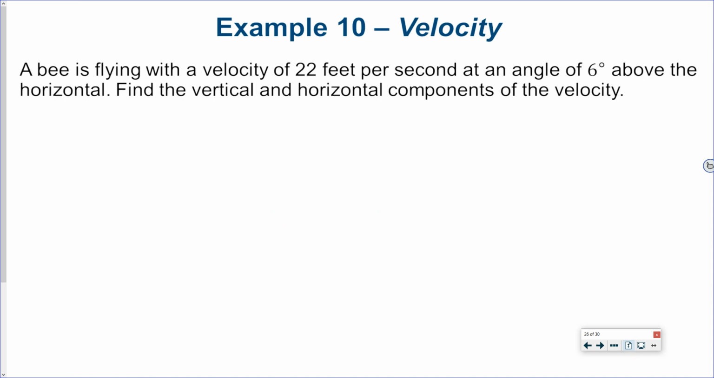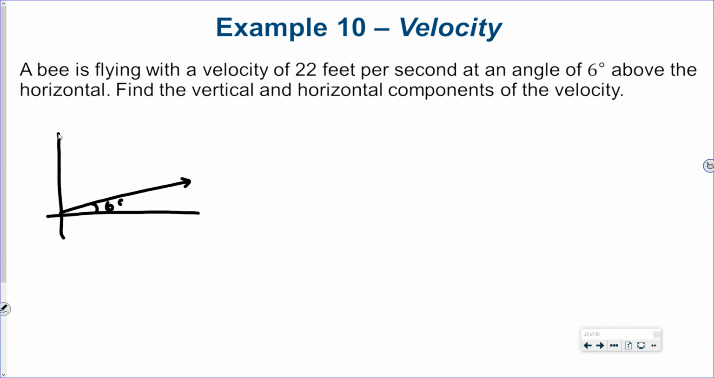Start simple. A bee is flying with a velocity of 22 feet per second at an angle of 6 degrees above the horizontal. Find the vertical and horizontal components of the velocity. Okay, so I'm just going to do a little sketch. So it says 22 feet per second at an angle of 6 degrees above the horizontal. It'll be pretty small right here.